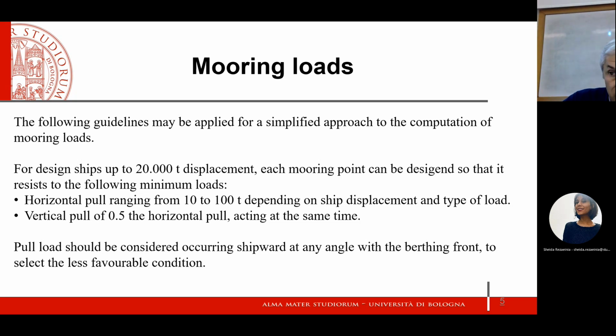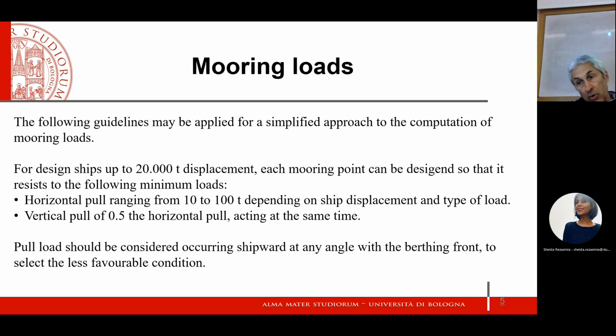So these are suggested minimums. Horizontal pull ranging from 10 to 100 tons, depending on ship displacement and type of load, and vertical pull, which is about 50% of the horizontal pull. And they are assumed to act at the same time, so they can be concurrent. And this is quite understandable. This is quite reasonable because when a ship is moored, we may have concurrency of vertical and horizontal pulls.